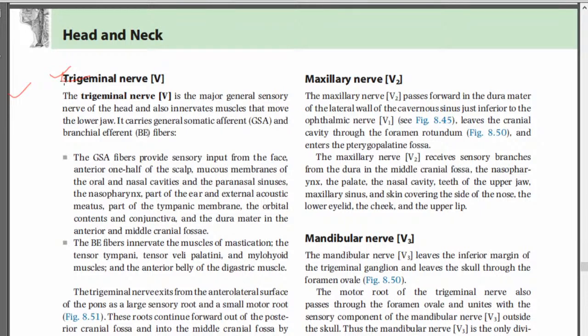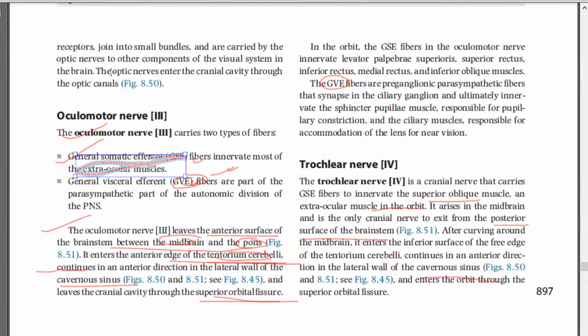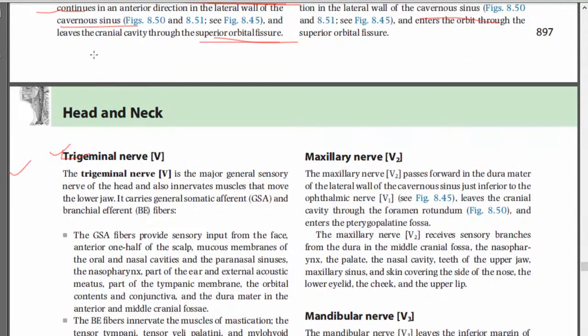So the next nerve is the trochlear. There must be a trochlear nerve. No, we studied the trochlear nerve. Let's study the trigeminal.